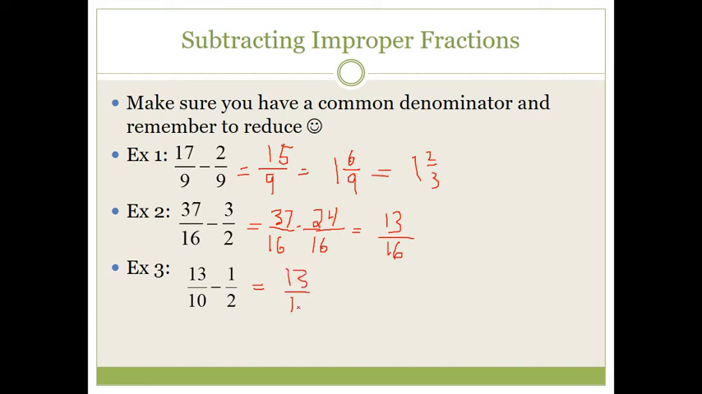13 over 10, and I'm going to subtract 1/2. Again, I'm finding the common denominator, and in this case it is 10. So if I multiply the denominator by 5, I multiply the numerator by 5. Now I can go ahead and carry out the subtraction. 13 minus 5 is 8. The denominator is 10. And then 8 over 10 is not reduced. They have common factors. There's a number that will divide them both. In this case it's 2. So if I take 8 divided by 2, I get 4. 10 divided by 2, I get 5.